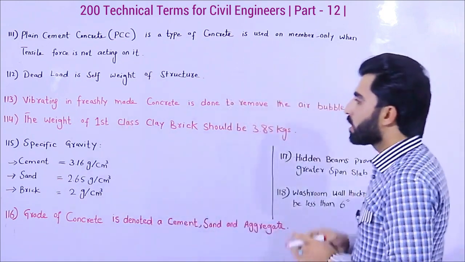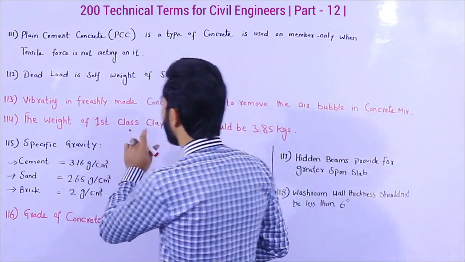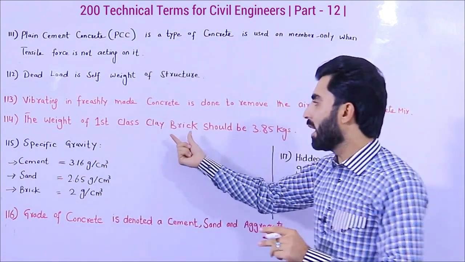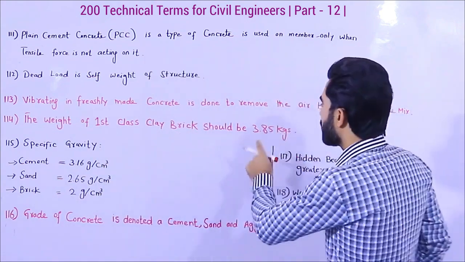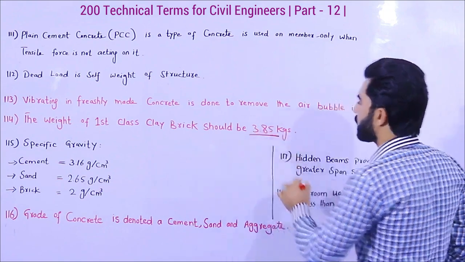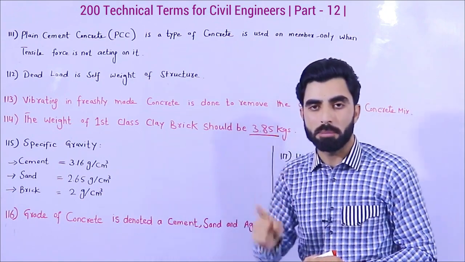Okay, the 114 term is about the weight of first class clay brick. Clay brick, that is 3.85 kg. It should not be less than 3.85 kg. First class brick.